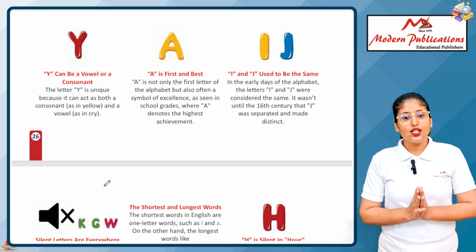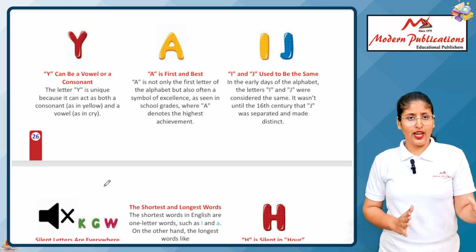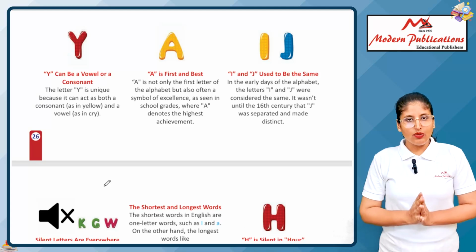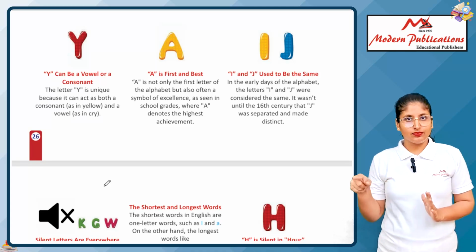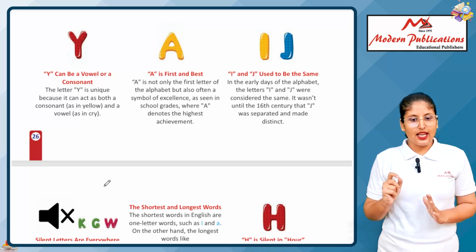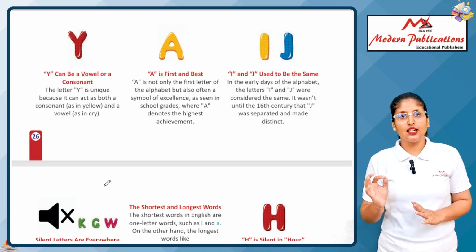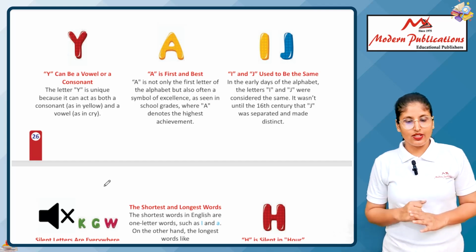Yes, the letter Y is unique because it can act as both a consonant and a vowel, like in cry. Here it works as a vowel. And when we say yellow, it works as a consonant. Yo. Okay? And then ko. Okay? This is the difference between them.